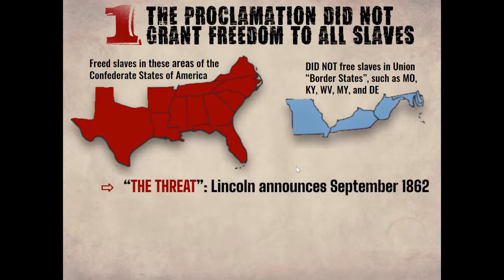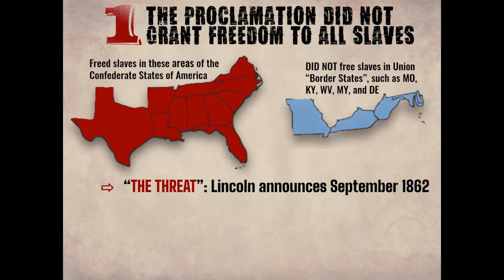The threat, Lincoln announces it September 1862. He's telling the Confederacy, look, if you don't join the Union, I'm going to free all your slaves. So Jefferson Davis and them ignore the threat. Again, this happens after the Battle of Antietam.